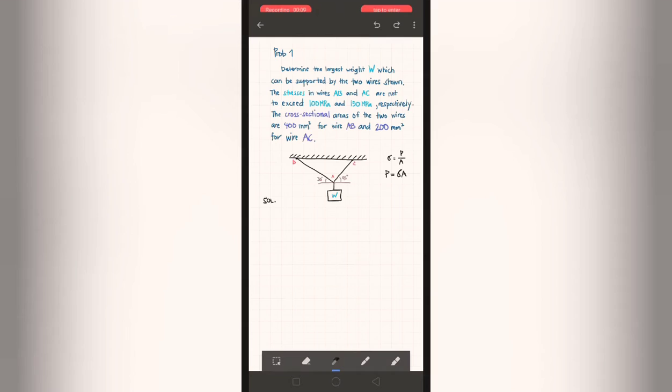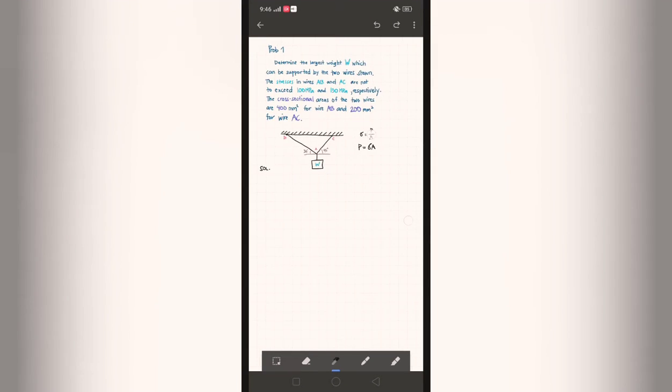So without further ado, here is the problem. Problem number 1. Determine the largest weight W which can be supported by the two wires shown. The stresses in wires AB and AC are not to exceed 100 MPa and 150 MPa respectively. The cross-sectional areas of the two wires are 400 mm squared for AB and 200 mm squared for wire AC.